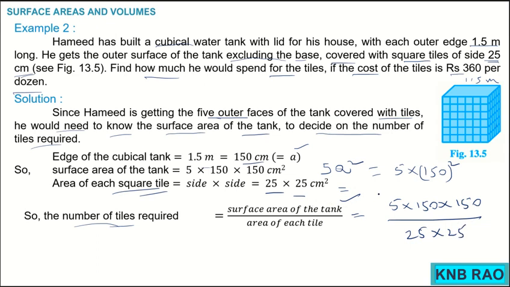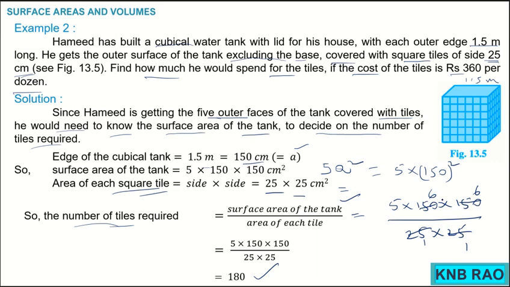25 into 25 is 625, 150 into 150: 15 15s are 225, and 10 square is 100. So 225 into 100 becomes 22,500, into 5. So huge calculations, all that you can avoid now, isn't it? So 25 ones are 25, six are 25... now 6 sixes are 36, 36 fives are 180. Very simple: 180 tiles we require.